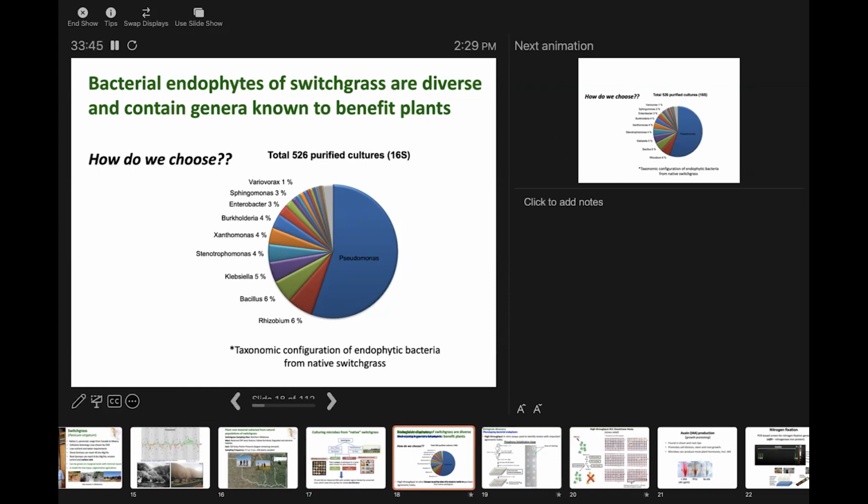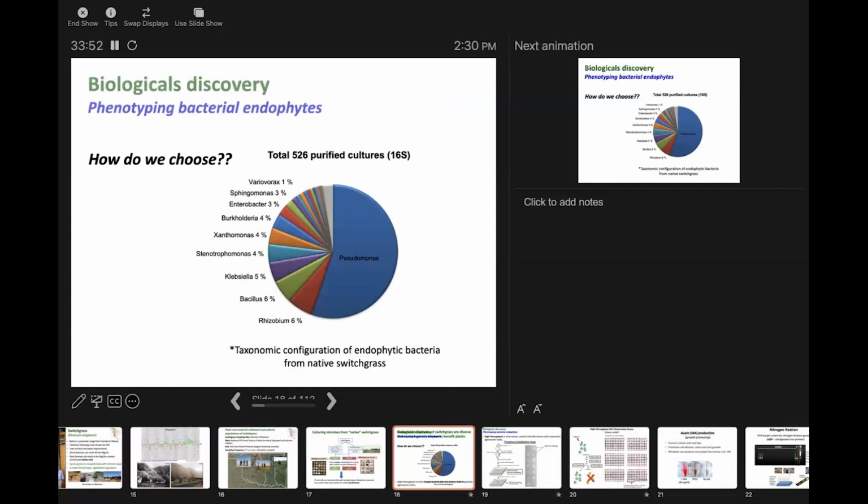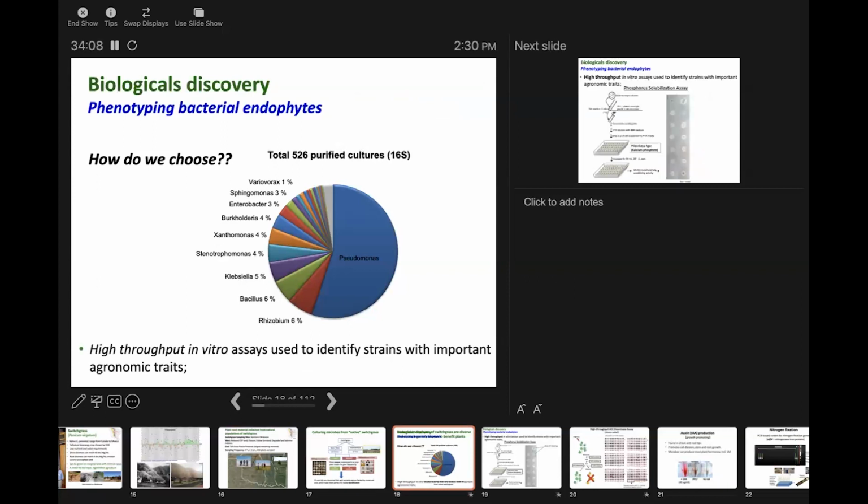All right, so what now? We've got the taxonomic configuration of all of our endophytic bacteria from native switchgrass. Now, how do we choose from all? I can't take 600 bacteria and 600 fungi to the field. It's way too complex. So how we choose is we screen them using high throughput assays that we've developed in our lab. And what we can do with these assays is start to assign traits to a given microbe.